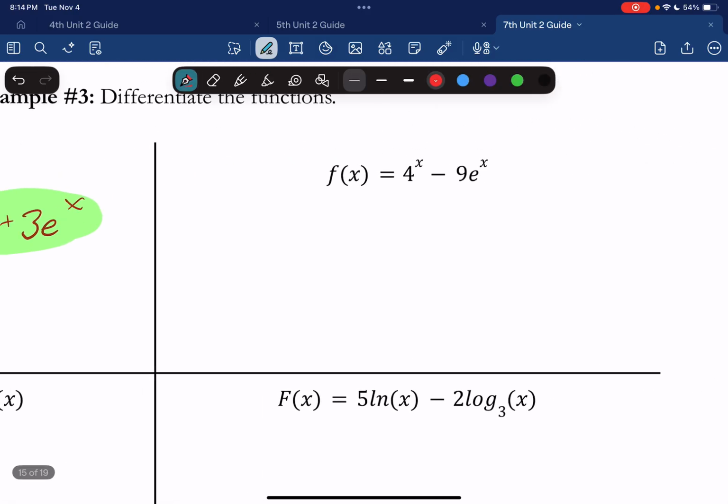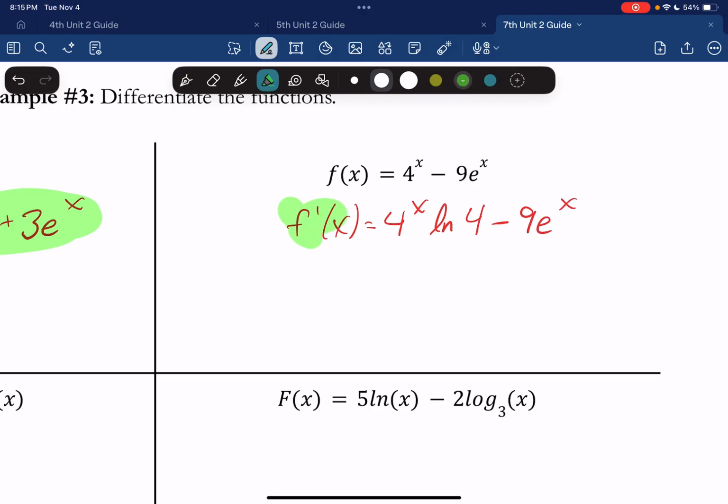So I got my next one, 4 to the x minus 9e to the x. So I got f prime of x. Again, the derivative there is going to be my exponential times the ln of the base. So times the ln of 4 minus the derivative of that is 9e to the x.